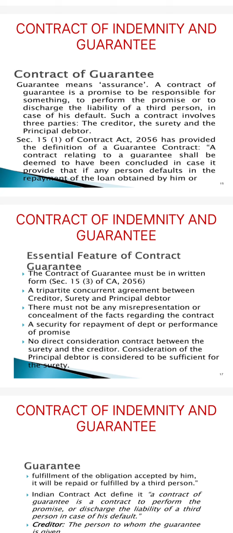Meaning of contract of guarantee. Guarantee means assurance. A contract of guarantee is a promise to be responsible for something, to perform the promise, or to discharge the liability of a third person in case of his default. Such a contract involves three parties: the creditor, surety, and principal debtor.